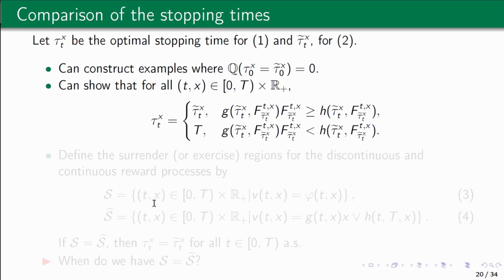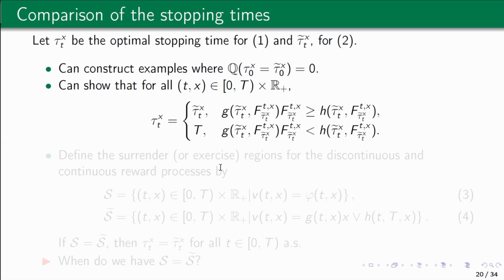So here, tau is simply my optimal stopping time for my original problem, and tau tilde is my optimal stopping time for the problem with a continuous reward function. I show that they coincide if, when I stop in the modified reward process, my surrender benefit is greater than the value of the maturity benefit. Otherwise, if it's not the case, I set my optimal stopping time at capital T, at maturity.